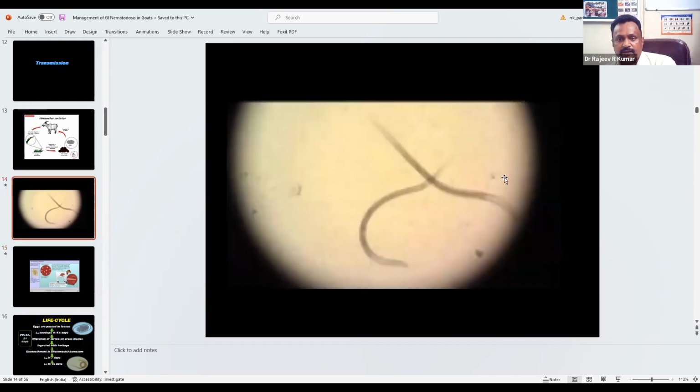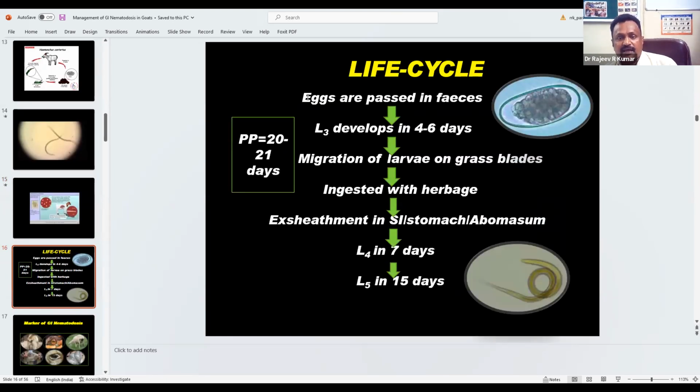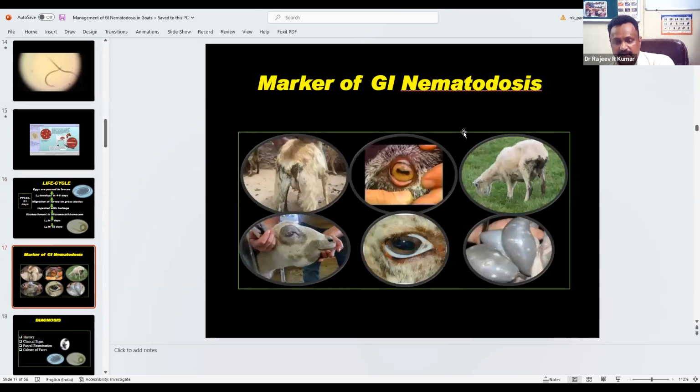These are some photographs. This is the diagrammatic representation. Egg passes in feces, then L3 develops, then migration of larvae onto grass blades, then ingested by the animals with herbage, exsheathment occurs, and then finally it reaches its site of predilection.